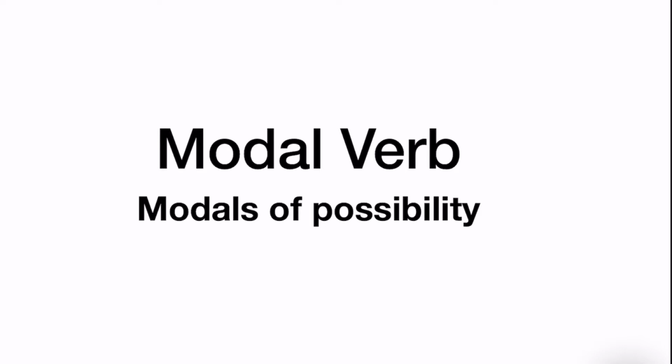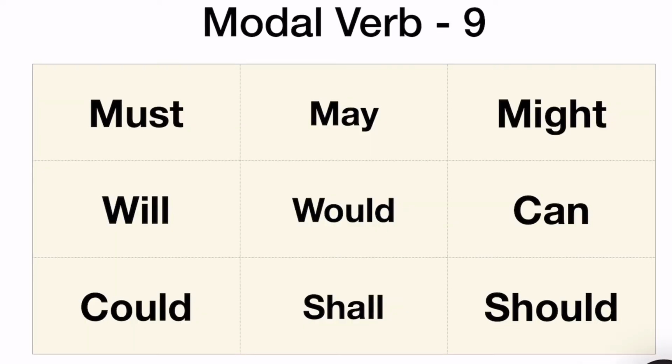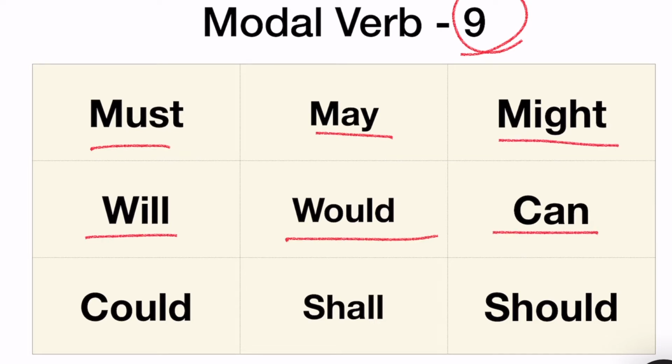In this lesson, we are going to discuss modals of possibility. As you all know, there are 9 modal verbs in English. They are must, may, might, will, would, can, could, shall, and should.